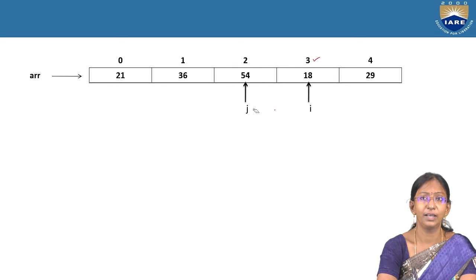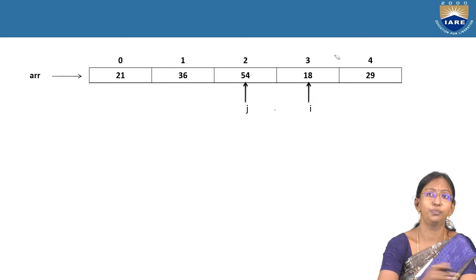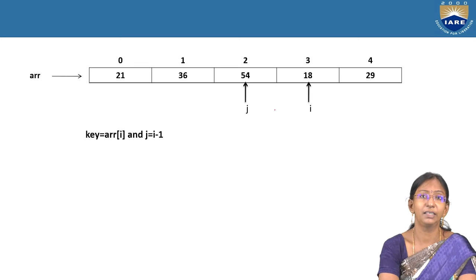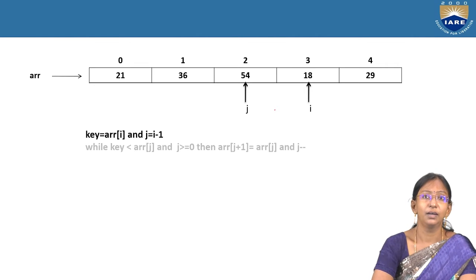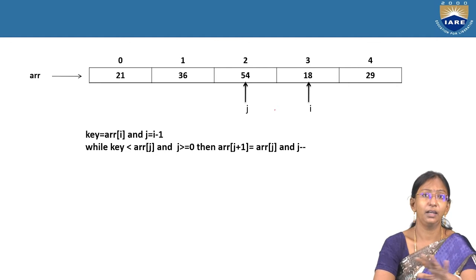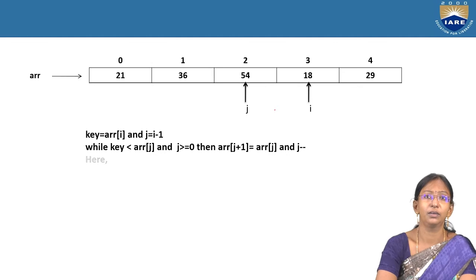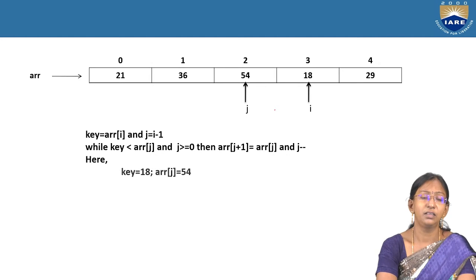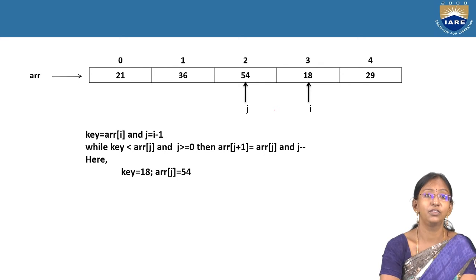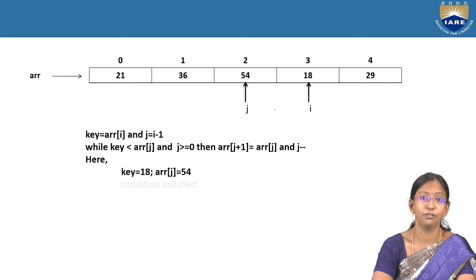This is the initialization part. Now let's repeat our process. While key is less than the element pointed by J: the key value is 18 and J is pointing to 54. Let's have a look. Key is 18 and array of j is pointing to 54, and the condition gets satisfied. 18 is less than 54.